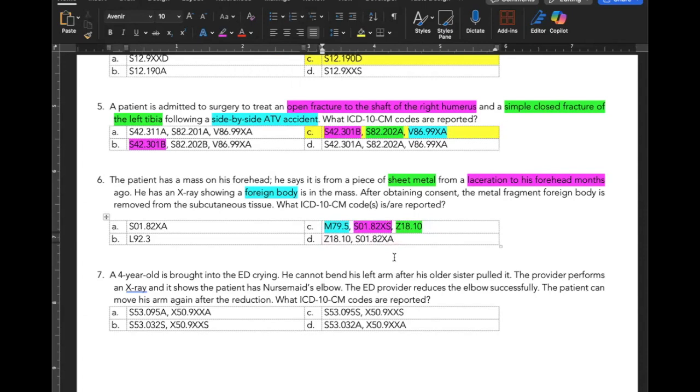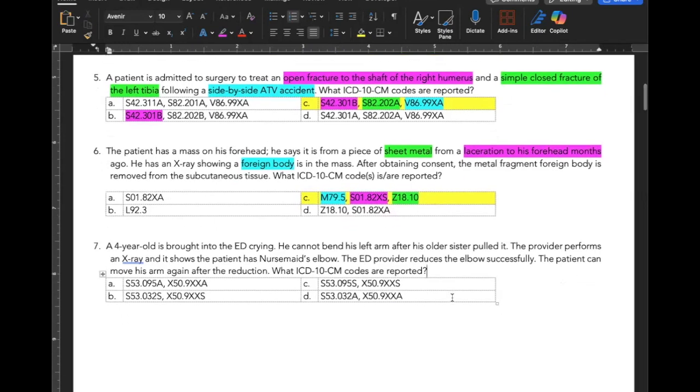So it's not going to be an A because we're not treating the laceration. It's not an active treatment of the laceration. The laceration was already addressed, treated, healed, and it's resolved. But the sequela is the fact that that foreign body is still retained. Does that make sense? Any questions on that? Okay.